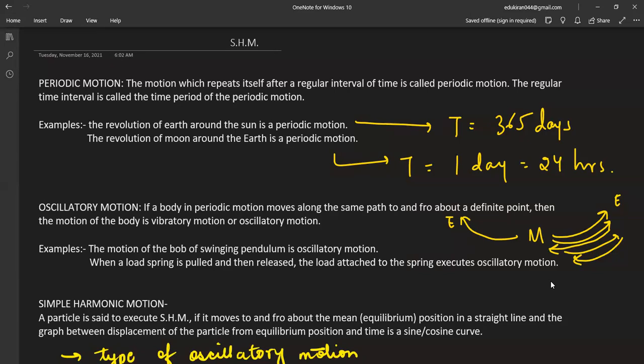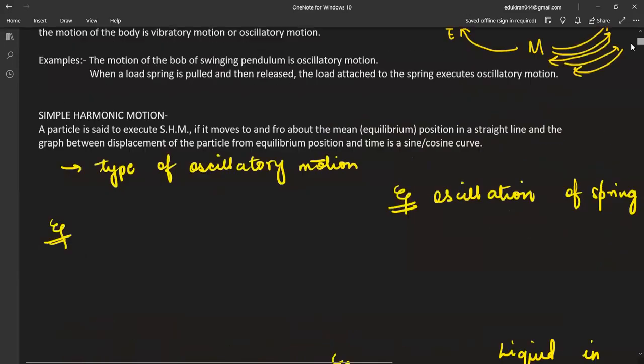Example, if you take a thread and you tie a small bob towards the end and then swing it. So the swinging of a pendulum is an oscillation. Or a spring mass system: when you compress the spring and release it, the spring performs to and fro motion for some time, and then when the entire momentum is lost, when the velocity becomes zero, it finally comes to rest. So this is the difference between periodic motion and oscillatory motion.